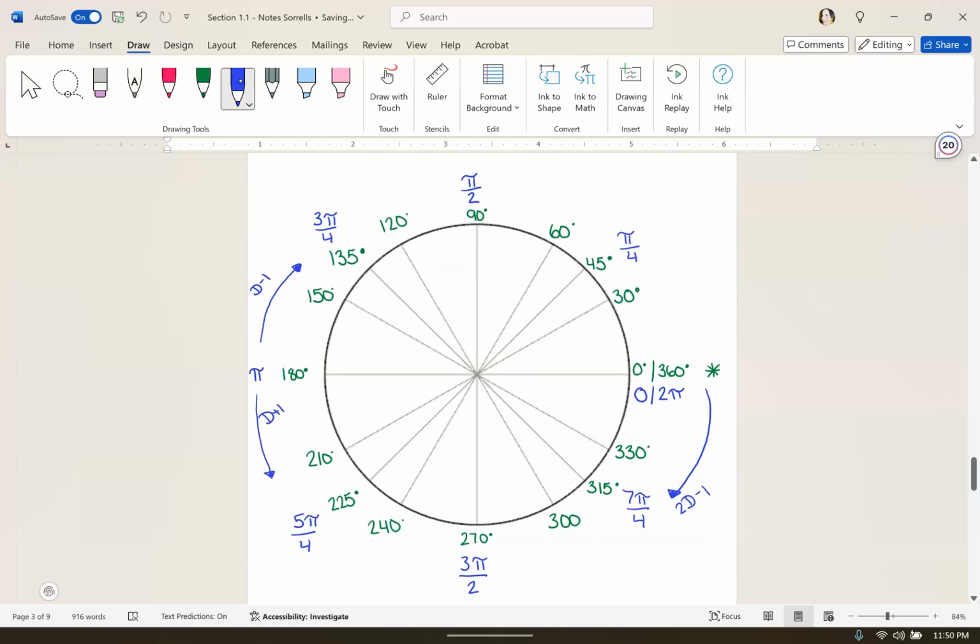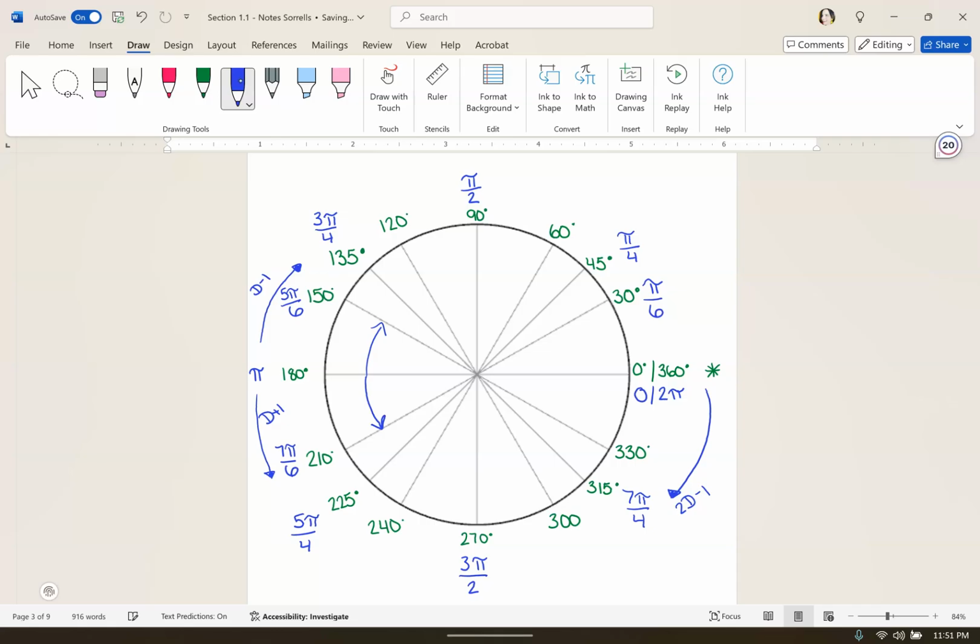So here we go. This is pi over 6. So that means when I go backwards to here, it has to be the denominator minus 1. So this is 5 pi over 6. When I go forward, that means that it is the denominator plus 1. So that means this would have to be 7 pi over 6.